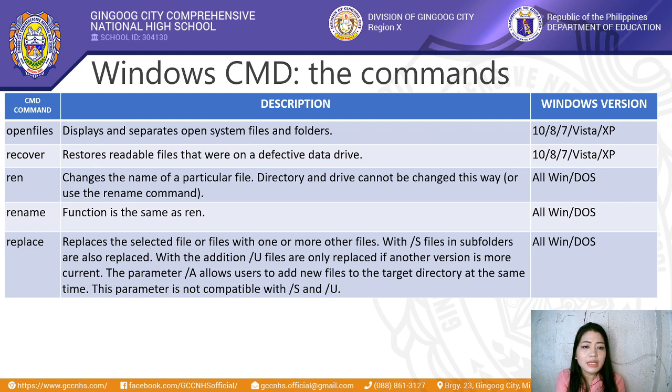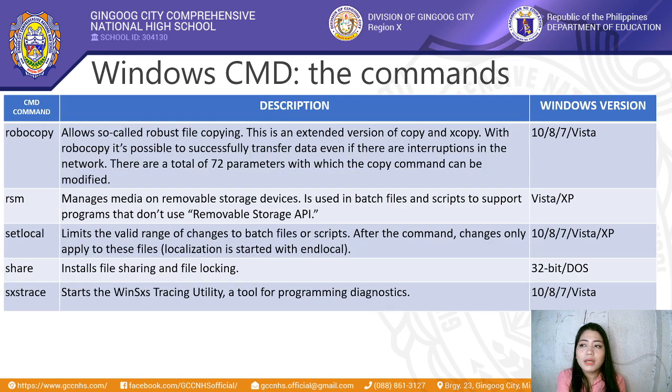Ren changes the name of a particular file. Directory and drive cannot be changed this way, or use the rename command. Rename function is the same as ren. Replace replaces the selected file or files with one or more other files. So we have RoboCopy, which allows so-called robust file copying. RSM manages media on removable storage devices.